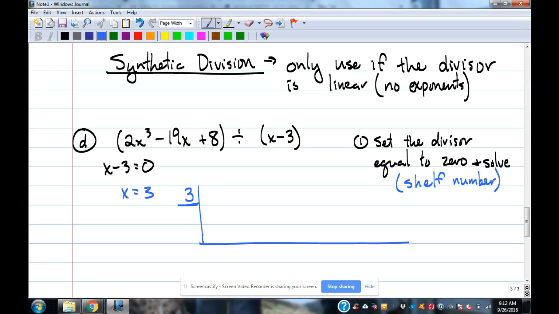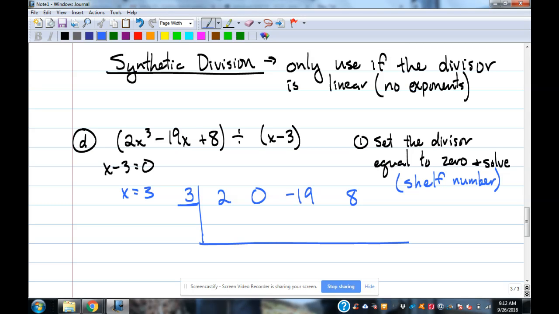So we've got a 2 for x cubed. We've got a 0 for x squared. We've got a negative 19 for plain x, and a positive 8 for the constant term, the term that has no variable. Again, that 0 is coming from the fact that we have to have a representative from every power that's smaller.